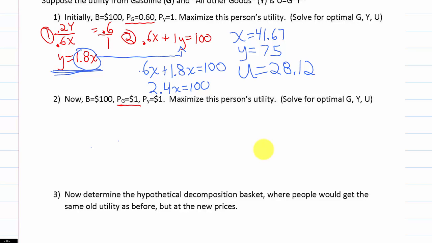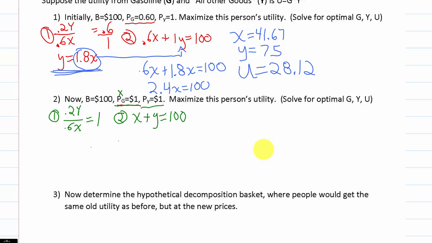Okay, well, we're going to have two equations and two unknowns. Equation number 1 is the marginal rate of substitution function, 0.2y over 0.6x, equals the price of gas divided by the price of all other goods, which is 1 over 1, which is simply 1. Our second equation, the budget equation, is the price of gas times x. Again, we're going to call the gas x. So it would be 1x plus 1y equals 100.